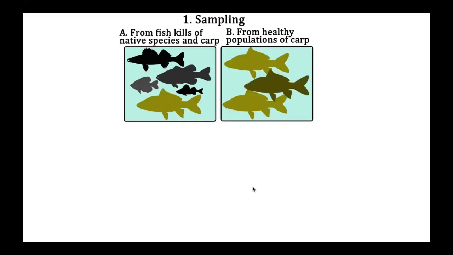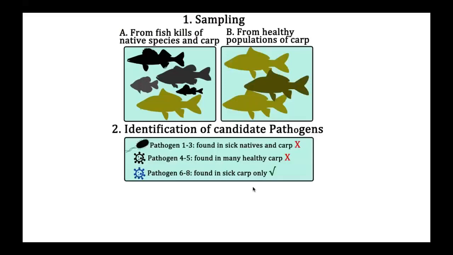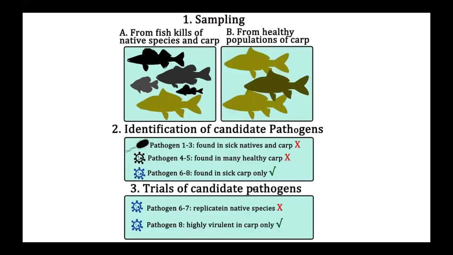But if we found those same pathogens in healthy populations, then it could just be a commensal microbe, or it could be just a highly opportunistic pathogen that is only going to cause disease once in 1 million times. So using that as our filter, we don't want things that make native fish sick, and we don't want things that are found in healthy carp. We just want things that are found in sick carp. And then we could move that on into a disease trial with those candidate pathogens, basically trying out a couple of native species and our carp and making sure that it's as virulent as we want it to be in carp and that there's no replication or disease production in native fish.